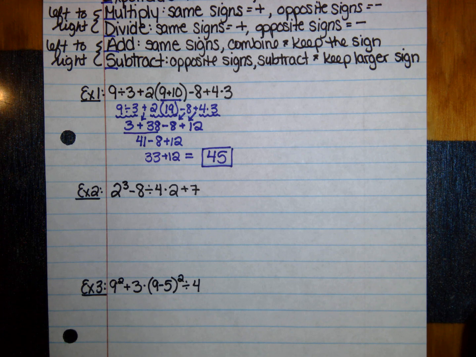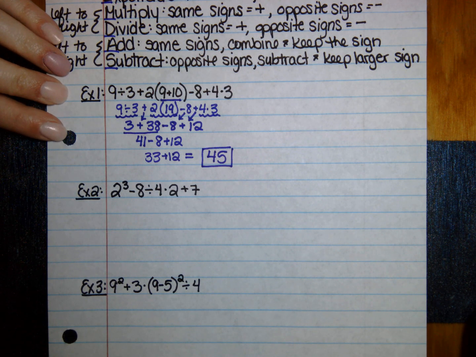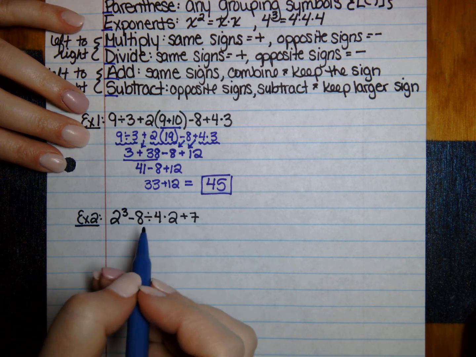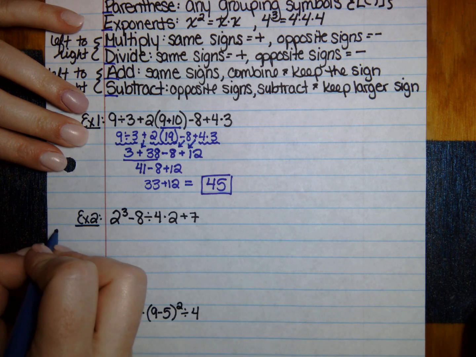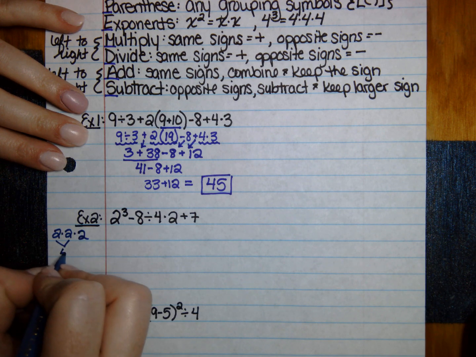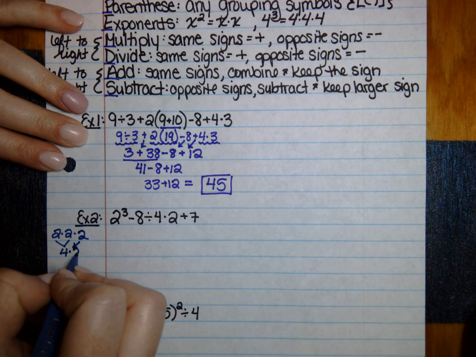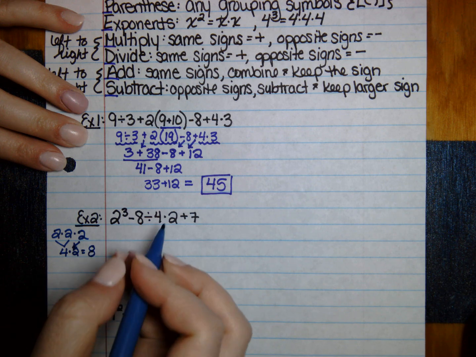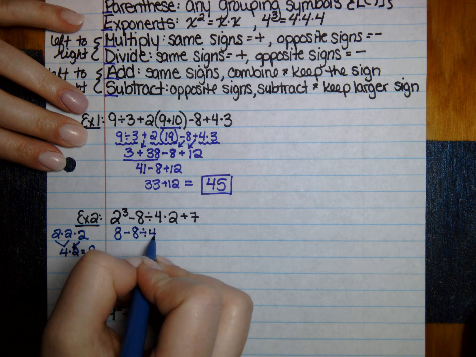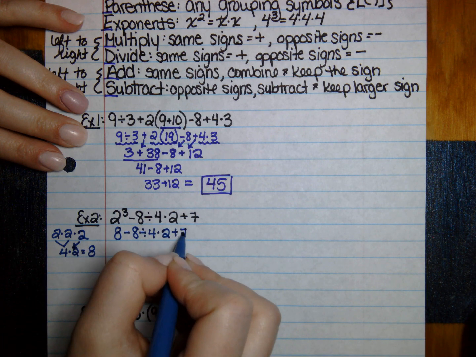If I look at example 2, I have 2 cubed minus 8 divided by 4 times 2 plus 7. So I don't have any parentheses, that's my first step. So now I'm going to do my exponents. 2 cubed is the same thing as saying 2 times 2 times 2. So 2 times 2 is going to give me 4, and then I have to multiply by 2 again, which is going to give me 8. So this is my 8. I still have minus 8 divided by 4 times 2 plus 7.